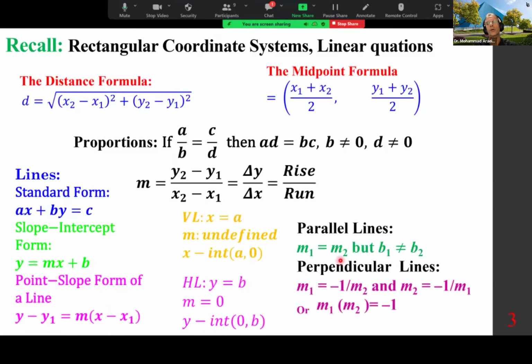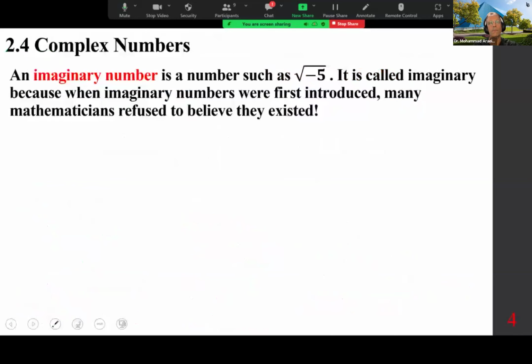Parallel lines have equal slopes, different y-intercepts. Perpendicular lines: the slopes are such that their product is -1, or you can say they are negative reciprocals of each other. So for example, m sub 2 is -1 over m sub 1, or you can say their product is -1.